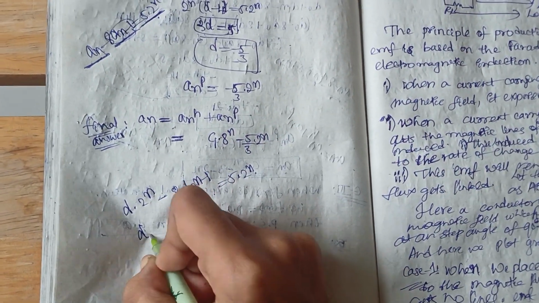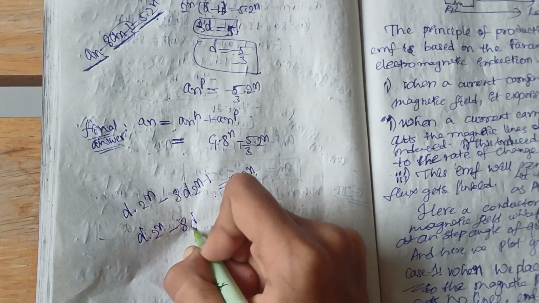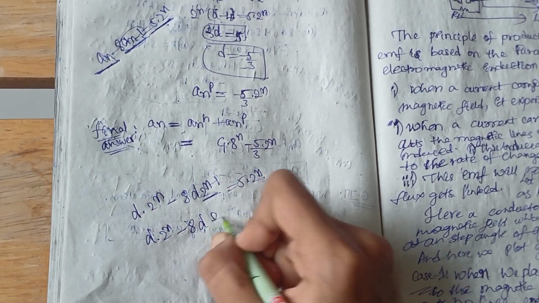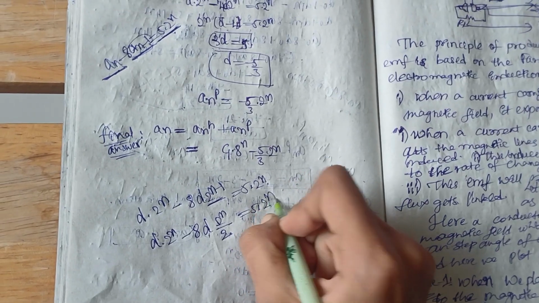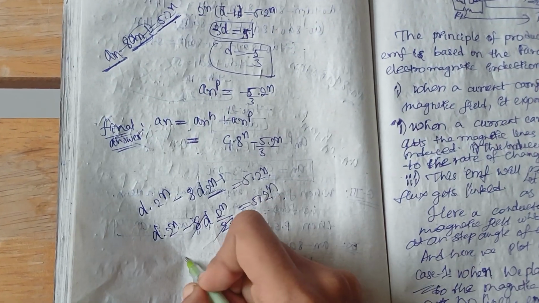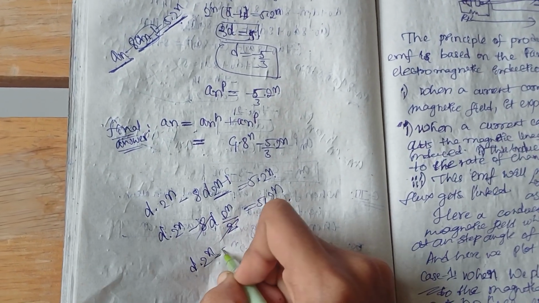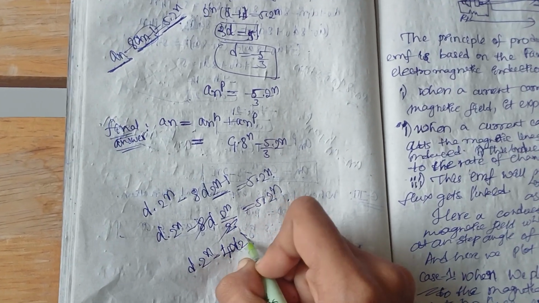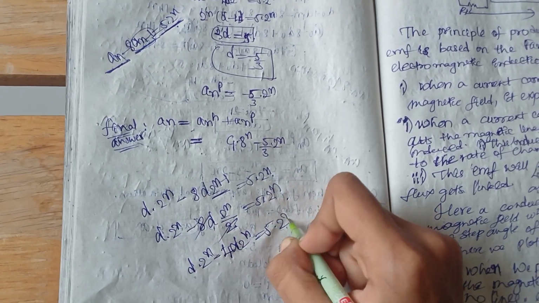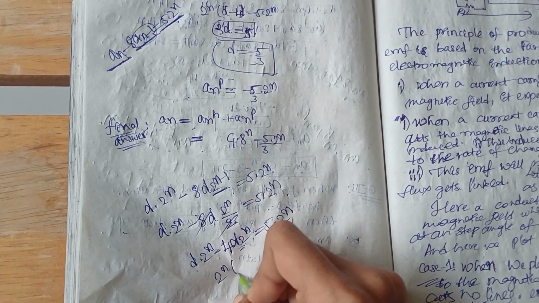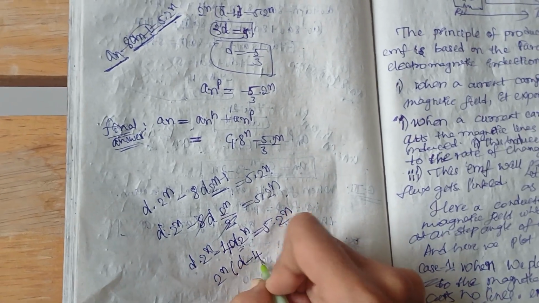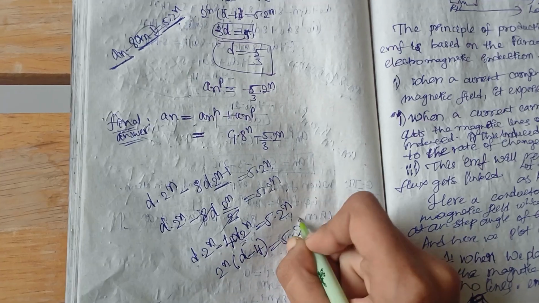We can write 2 power n minus 1 as 2 power n by 2, right? So we get d into 2 power n minus 4d into 2 power n, which is nothing but 5 into 2 power n. Now on taking 2 power n as common, you will be left with d minus 4d, which equals 5 into 2 power n.